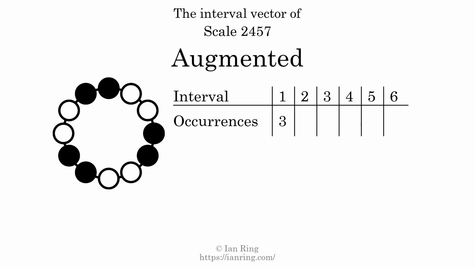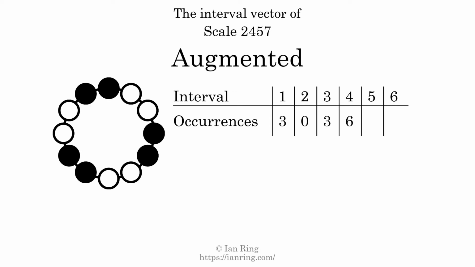There are 3 intervals with the size of 1 semitone. They are here, here, and here. There are no intervals with the size of 2 semitones. There are 3 intervals with the size of 3 semitones. They are here, here, and here.